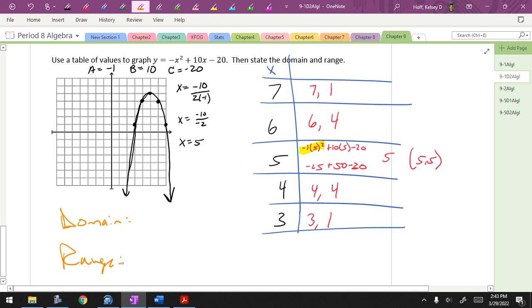domain, all reals. Every single x that you plug in there is going to work. Range, y is less than or equal to 5, right? Always the y value of your vertex.